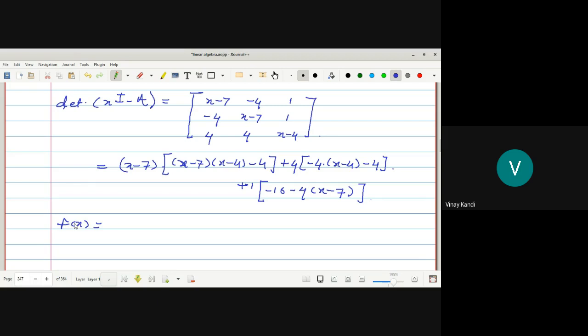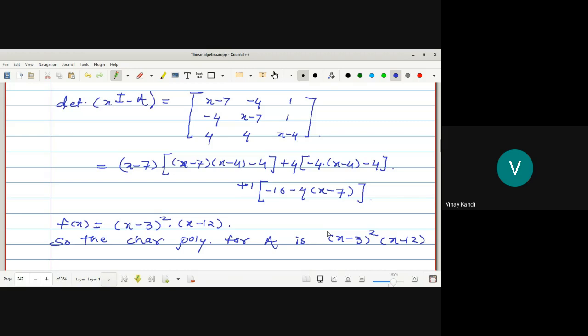Solve it. At last we get (x minus 3) squared into (x minus 12). So the characteristic polynomial for A is (x minus 3) squared into (x minus 12). Here the algebraic multiplicity of 3 is 2, as the factor x minus 3 is repeated 2 times. Now we have to find the minimal polynomial for A.